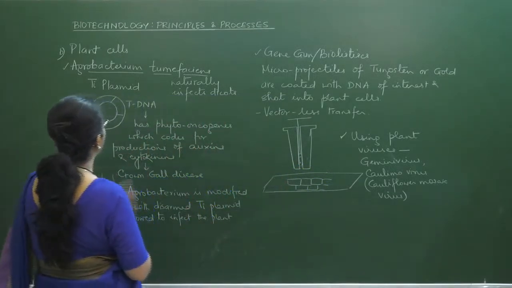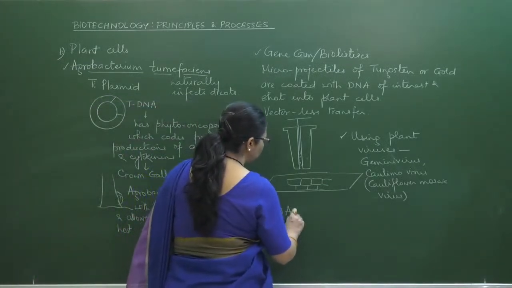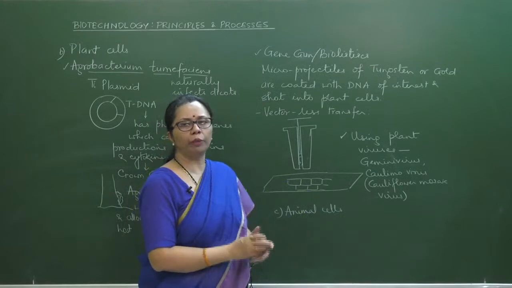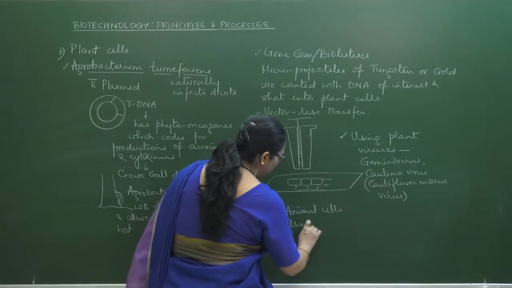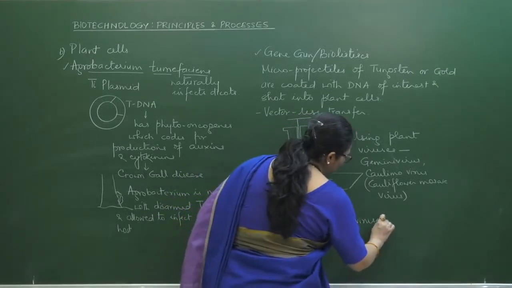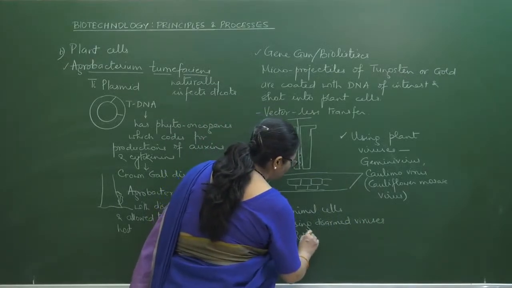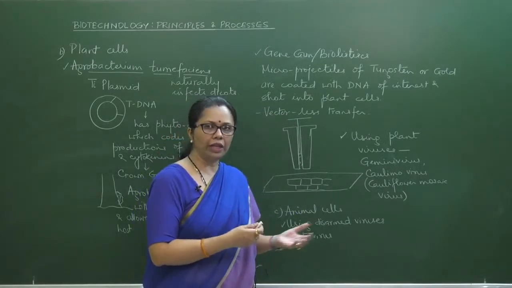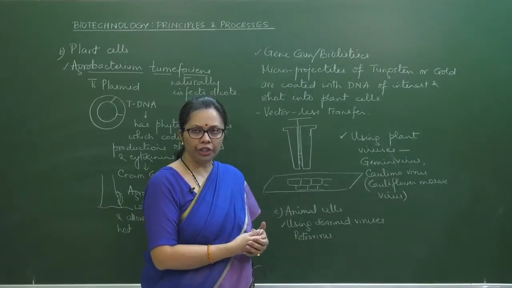Now moving on to the next host, that is the animal cells. Animal cells as host. In animal cells, of course, the most common method is using disarmed viruses. And the viruses of choice are retrovirus, because retrovirus, in HIV you have seen, has the ability to go into the host cell, and from their RNA they will form DNA, and that DNA will then integrate with the host DNA.